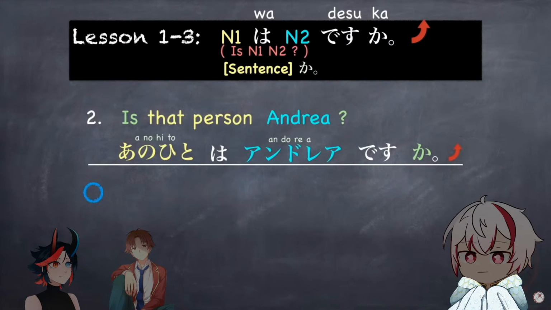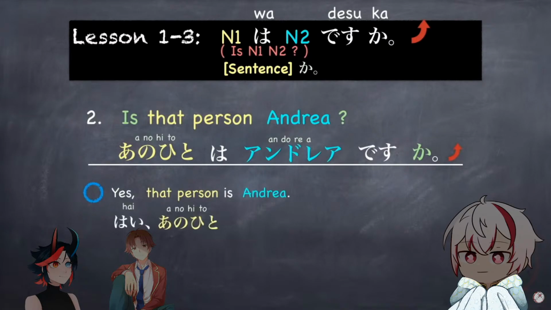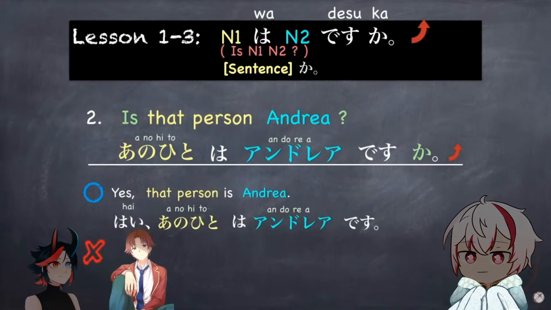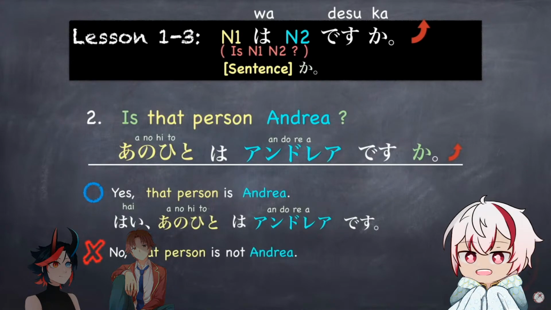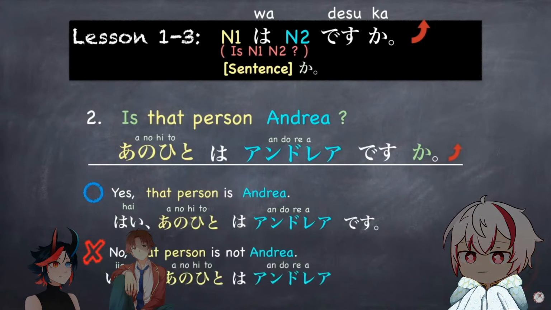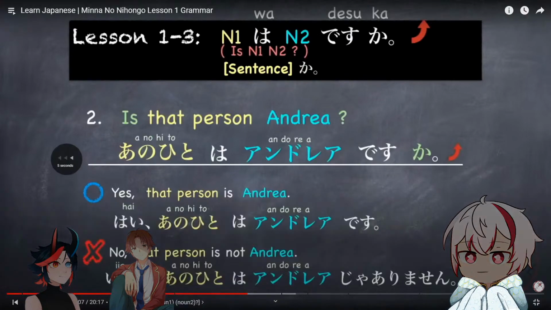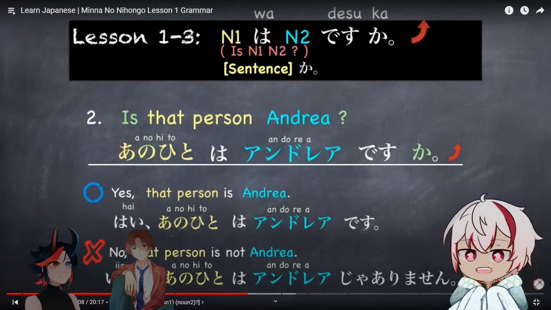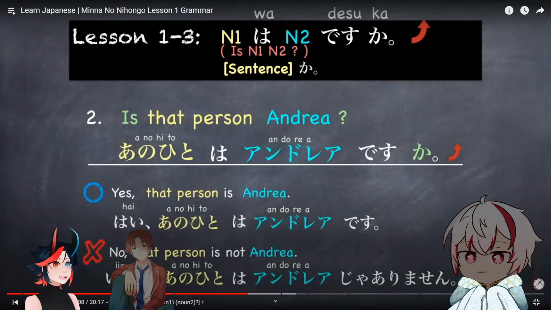So, yes, that person is Andrea. Hai, ano hito wa Andrea desu. If it's not, no, iie, that person is not Andrea. Iie, ano hito wa Andrea ja arimasen. Okay, now ja arimasen is used for the negative.